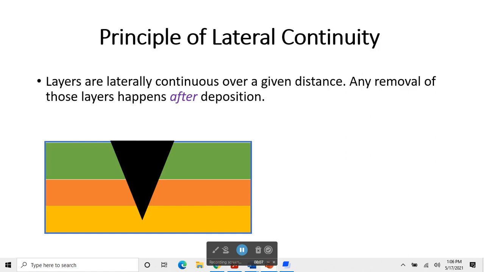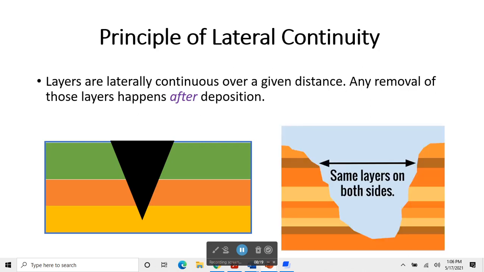So we can visualize this here with our layer cake. We've cut into that layer cake, and the layers are laterally continuous, or the same, on either side. And any of that removal must have happened after we deposited our layer cake. Similarly, we can look at geologic outcrops like this. Again, this is just another visualization, and we can see that the layers are the same on both sides, so that they were laterally continuous.